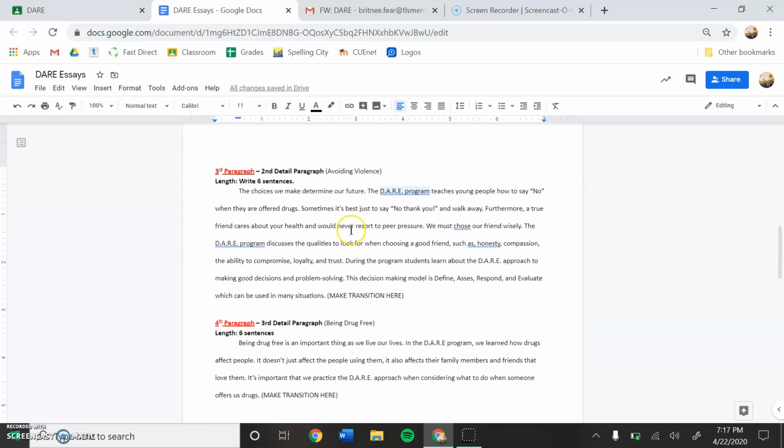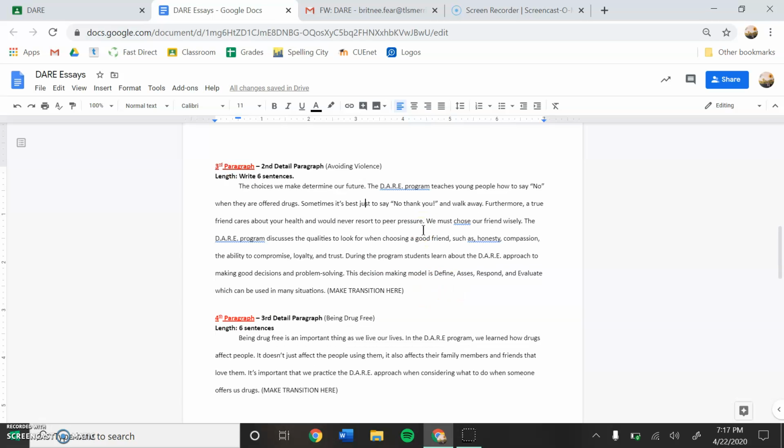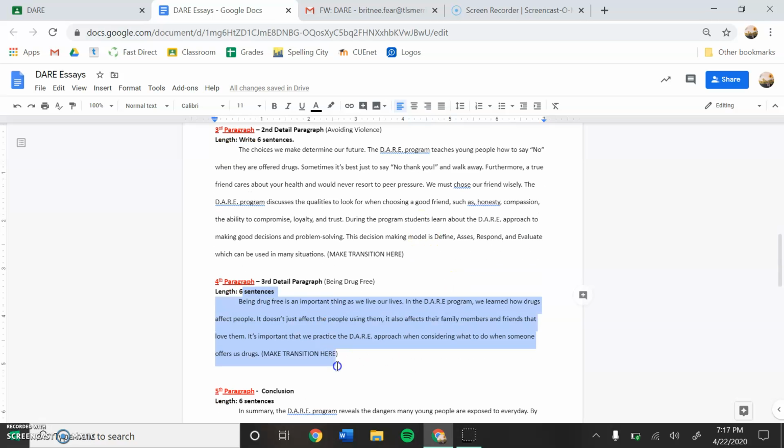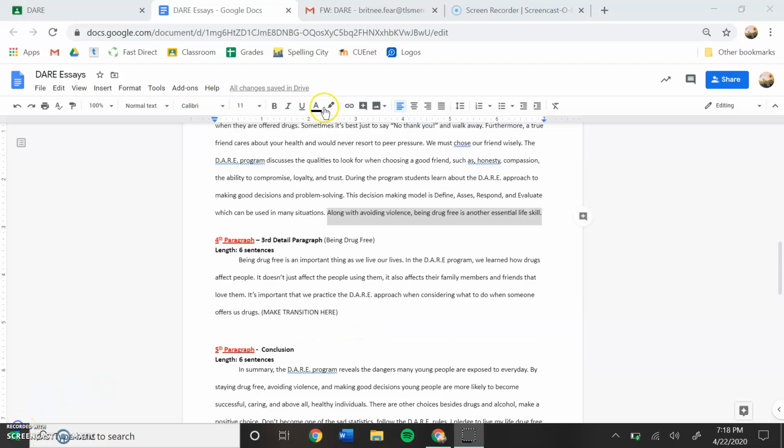So my third paragraph, my second detailed paragraph, is talking about avoiding violence. So again, I've read through this already, so I know what it says. And then I want to read through my fourth paragraph. I want to make sure that I have all 6 sentences, that the capitalization is good, punctuation is good. Then we're going to decide what kind of transition that we want to add here. So I'm transitioning from avoiding violence to being drug-free. And a transition for that would be something like, so I'm going to put, along with avoiding violence, being drug-free is another essential life skill.